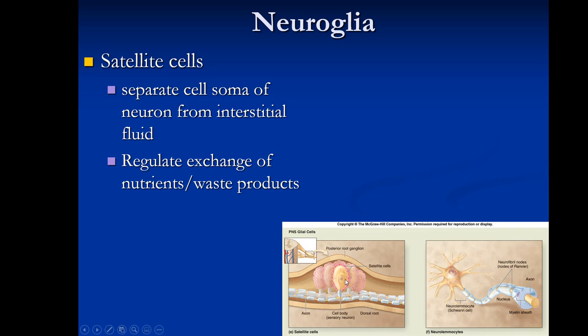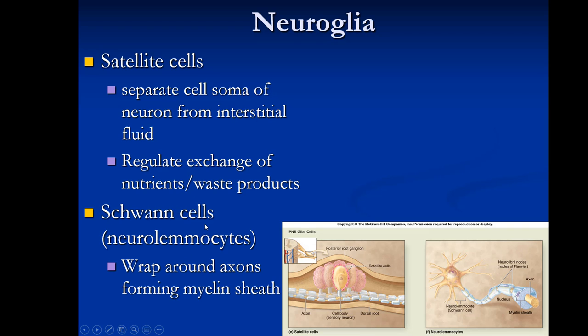some of these. In this case, this is the sensory neuron, and we'll talk more about that later. But they regulate what goes in and out of the neuron. So satellite cells regulate what goes in and out. And then probably most important in the peripheral nervous system, we have these cells called Schwann cells. These wrap around the axon of neurons, forming the myelin sheath.